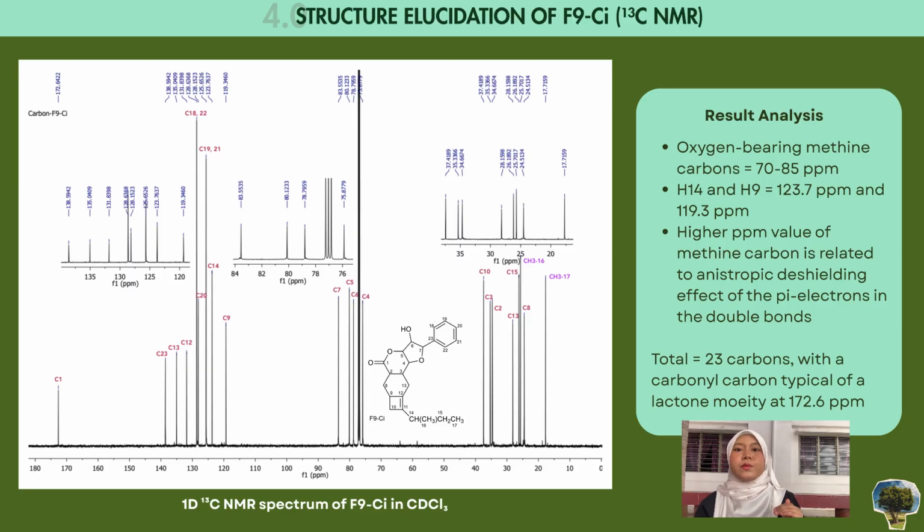The carbon NMR spectrum revealed a total of 23 carbons, with a carbonyl carbon typical of a lactone moiety, which was observed at 172.6 ppm. The lactone moiety is the most common in the compounds isolated from the Goniothalamus species.